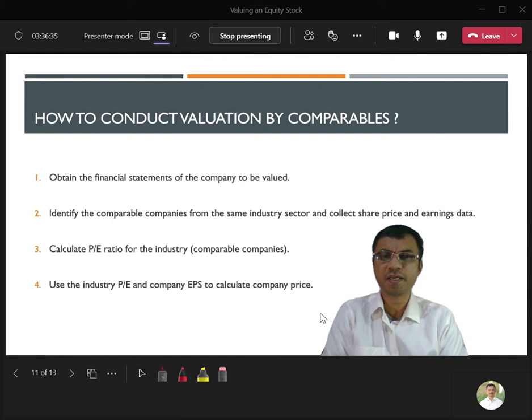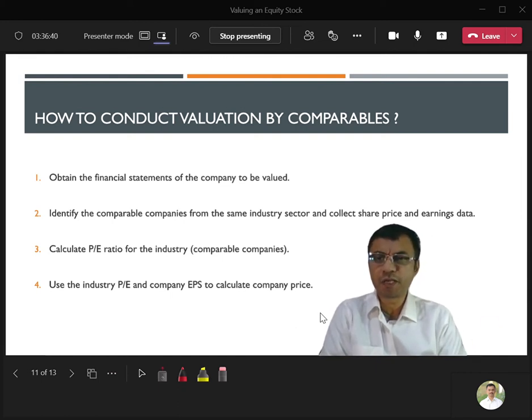Typically it is the P by E ratio, but there could be others as well. The multiple is then calculated for all the comparable companies. There may be one or more. Then we arrive at the industry average ratio and use that ratio with the financial statements of our target company, whose value we do not know. And then we make use of both these to find out the price.